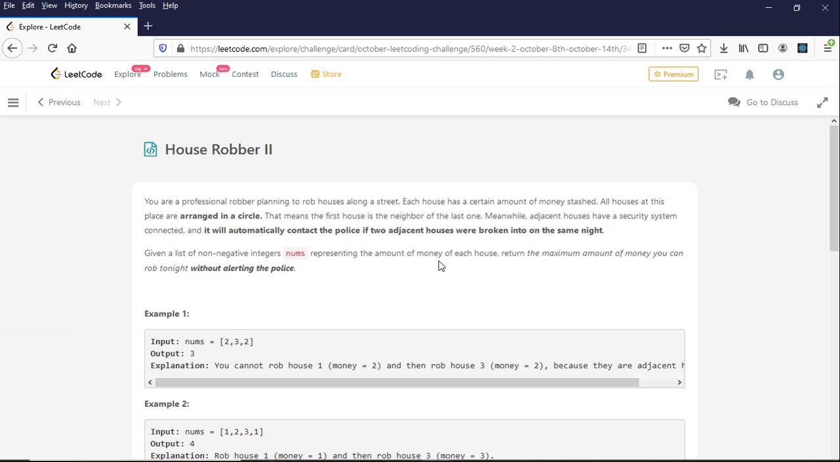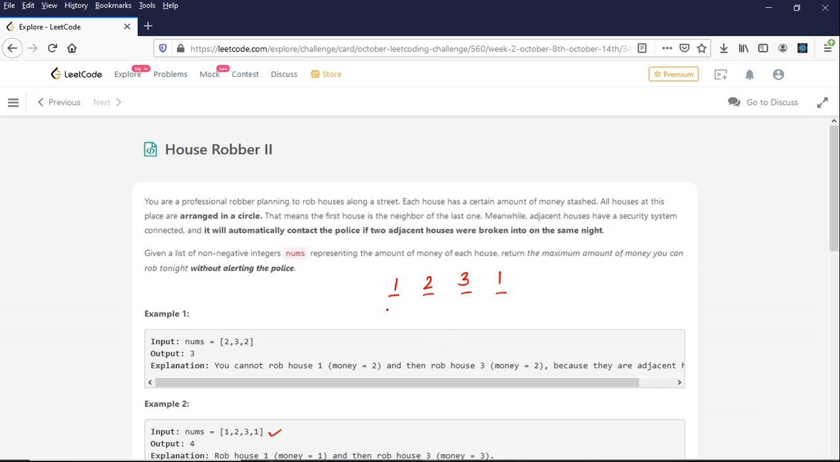Okay, so to summarize that question, let's take this particular case: 1 2 3 1. So these are 4 houses. What the question says is you have to rob the houses such that you cannot rob adjacent houses, because as soon as you rob the adjacent house, an alert will go to the police. So you need to rob the houses but not the adjacent ones, and you have to make sure that in the end you get the maximum amount of money.